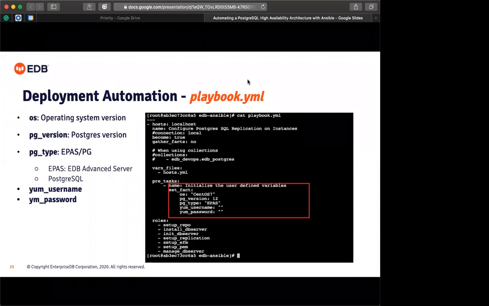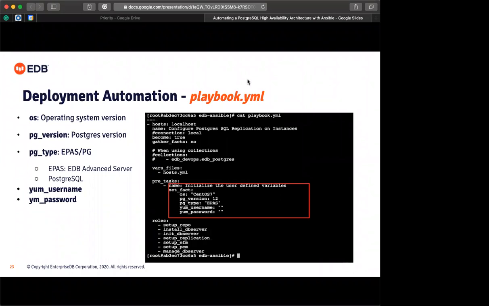And this collection contains many roles, like setup repo. Setup repo is meant for setting the repo on your servers. Install DB server is for installing all the DB server packages on the servers. Init DB server is very specific to the primary node. So as you know that in multi-node architecture, you may have one primary, multiple replicas, or if you're going with the single node, you will have one primary only, right? So init DB server is only for initializing or creating that node as a primary node.